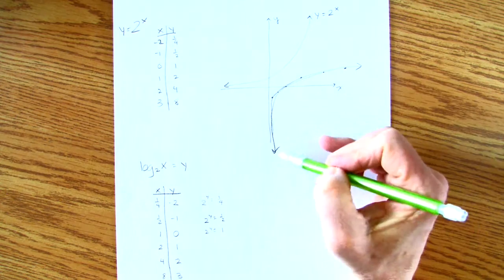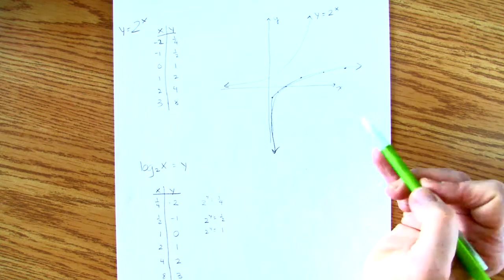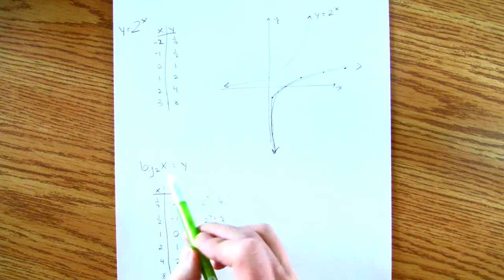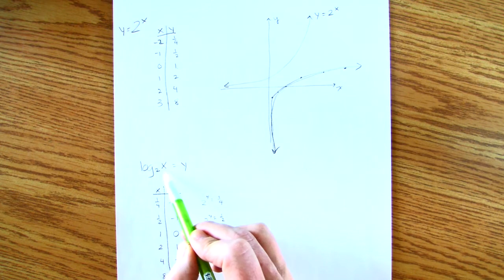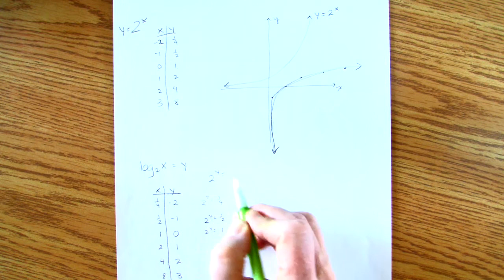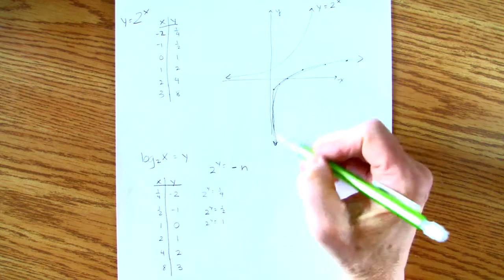This doesn't cross the x-axis. This doesn't cross the y-axis. This has a horizontal asymptote. This has a vertical asymptote. And my graph doesn't look so, because again, there's no way that x can ever be negative, because I can't raise something to a power and get a negative number. It's just not going to happen.